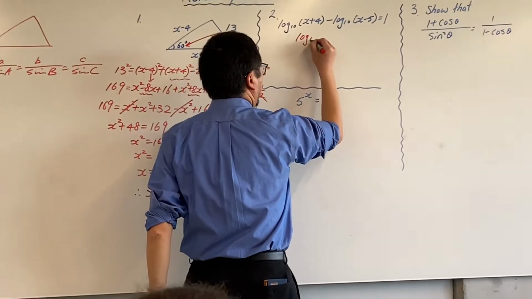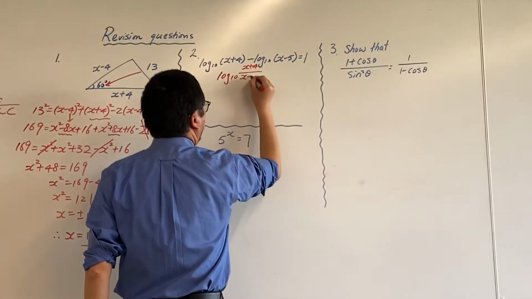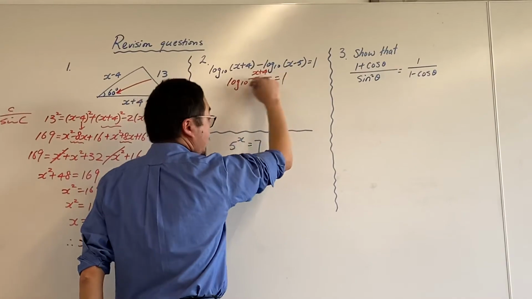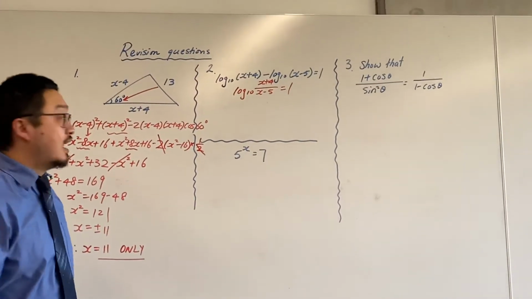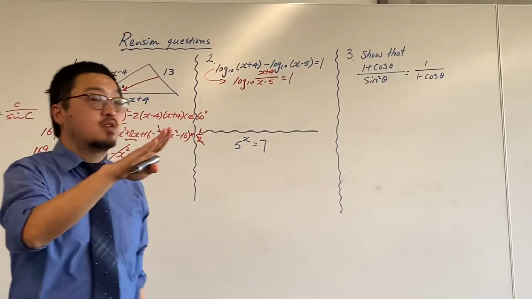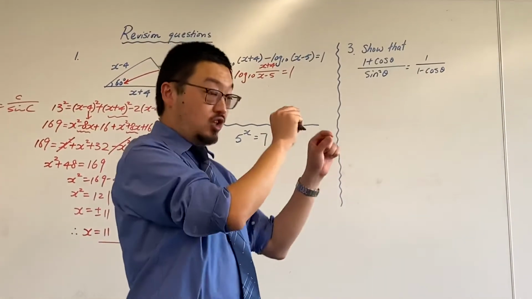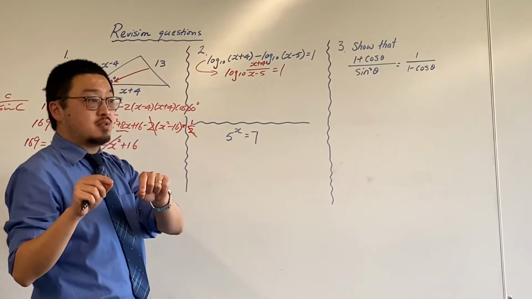So log of (x plus 4) over (x minus 5) equals 1, base 10. That's what I mean by subtraction becomes division. Once you've done that, from here to here, you need to know that particular skill. Subtraction becomes division, addition becomes multiplication. Those things you have to be really, really familiar with.